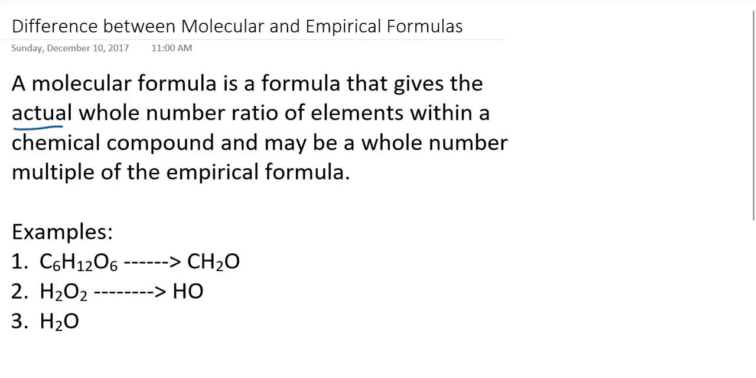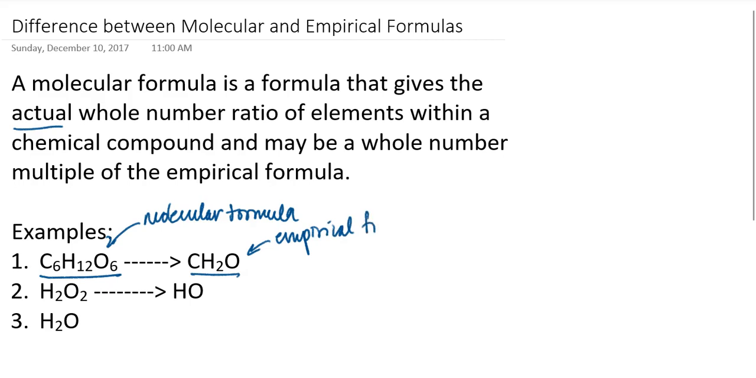So for example, I have a few examples here underneath this definition. For glucose, the actual or molecular formula is C6H12O6. Now again, as we learned in the last section, I can actually reduce that by a factor of 6 to get CH2O. CH2O is the empirical formula.